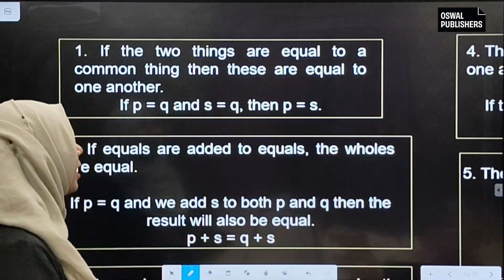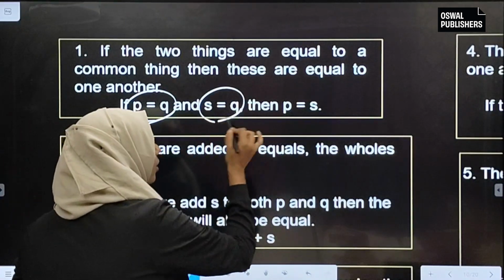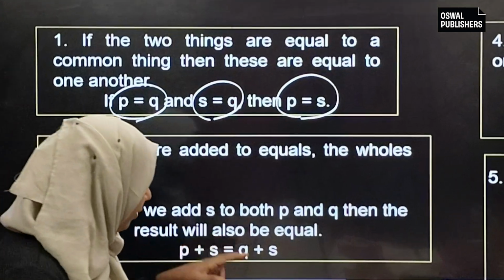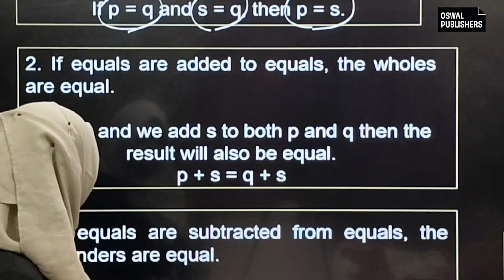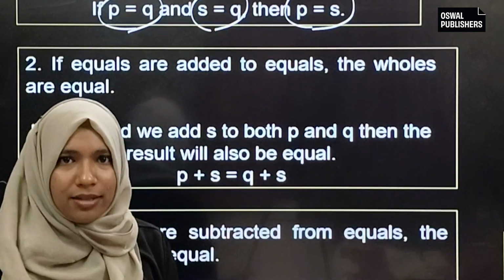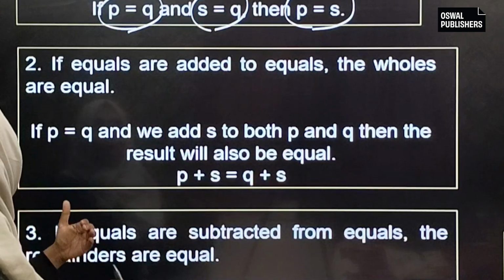And mathematically we can say that if P is equal to Q and S is equal to Q, then P is equal to S. That is this one. Okay, so we will move to the next axiom. This is the second one. If equals are added to equals, then the wholes are equal. It is very simple. Okay, when equals are added to equals, then the wholes are equal.